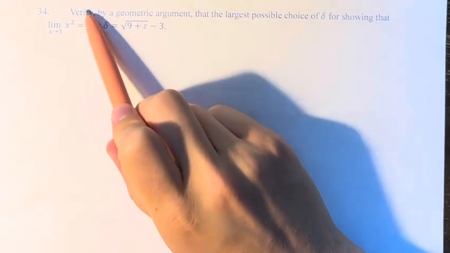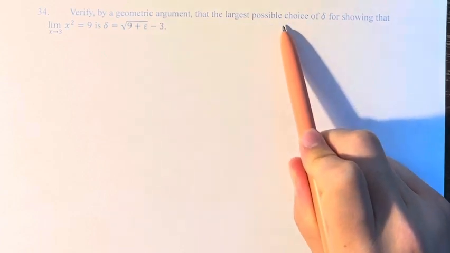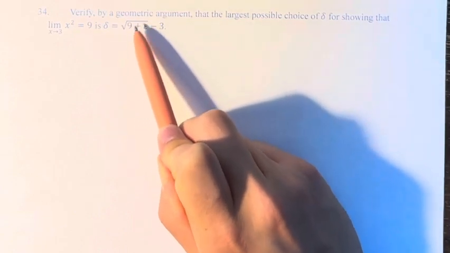In this problem, we're asked to verify by a geometric argument that the largest possible choice of delta for showing that the limit as x approaches 3 of x squared is equal to 9 is delta equals the square root of 9 plus epsilon minus 3.